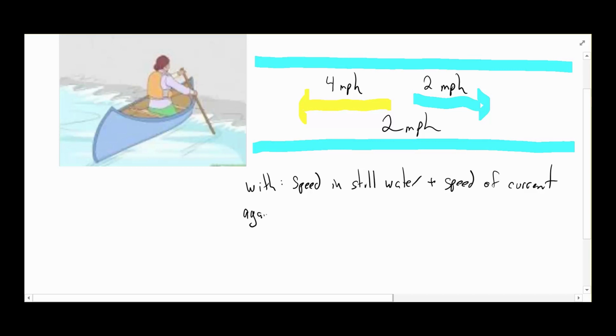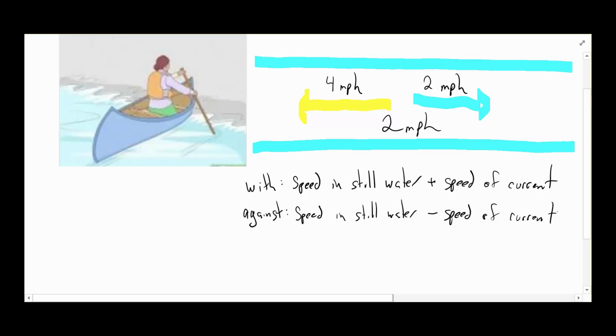When you go against the current, you're going to take your speed in still water, the speed you're trying to go, and you're going to subtract the speed of the current. Now, the order of subtraction here matters. You're going to take the speed of the current off of your speed, which hopefully makes sense. If you try to flip-flop that, you're going to end up with a negative number, and that doesn't make sense at all, because you're always going to have to be traveling faster than the current in order to make progress.